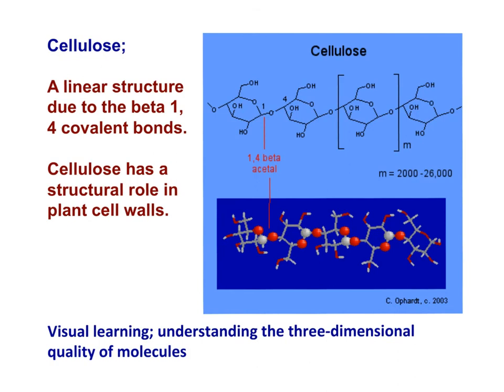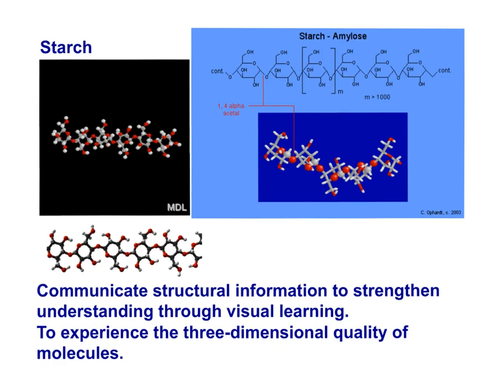In cellulose, the beta-1,4 covalent bonds result in the linear nature of cellulose. Unlike amylose, starch, cellulose does not form a helical structure. Cellulose's linear structure has high mechanical strength and serves the structural role in plant cell walls. Amylose, starch, serves as an energy storage molecule in plants. You can see chains of thousands of glucose units linked together by alpha-1,4 covalent bonds.